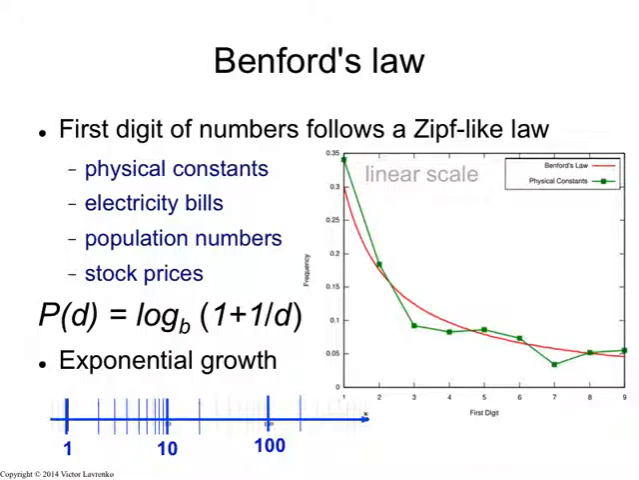The basic property of an exponentially growing quantity is that it takes a constant time for the value to double. The amount of time that it takes to go from 1 cell to 2 cells is the same as it takes from 2 to 4, and it's the same as it takes from 10 to 20, and it's the same as it takes from 100 to 200. So how is that connected to Benford's law?